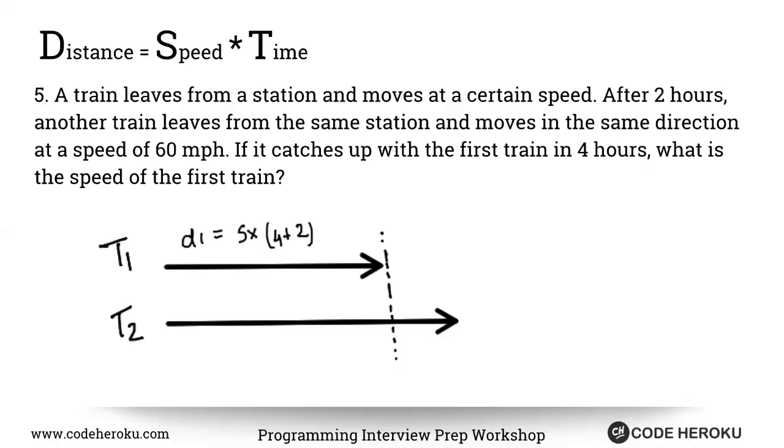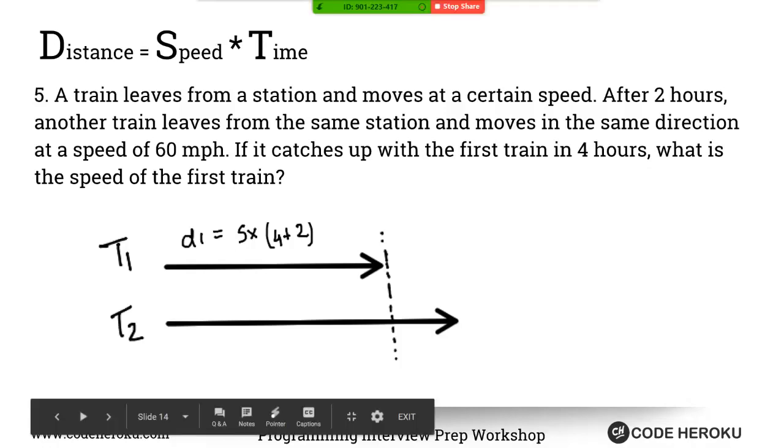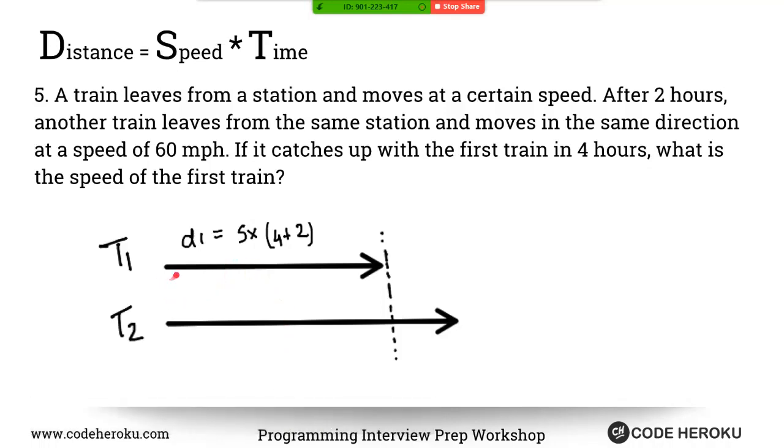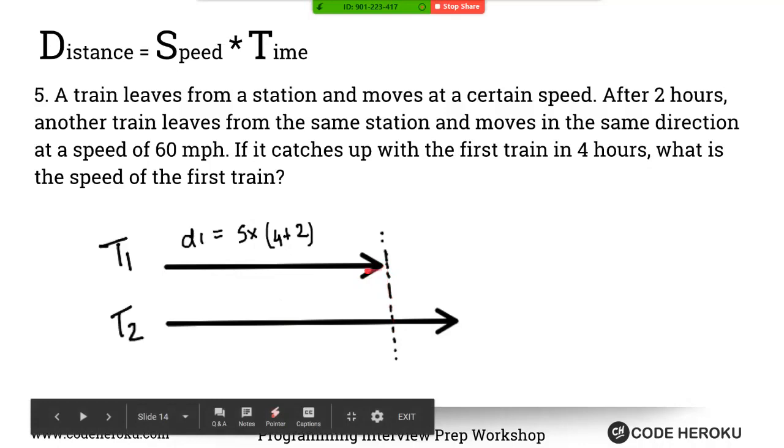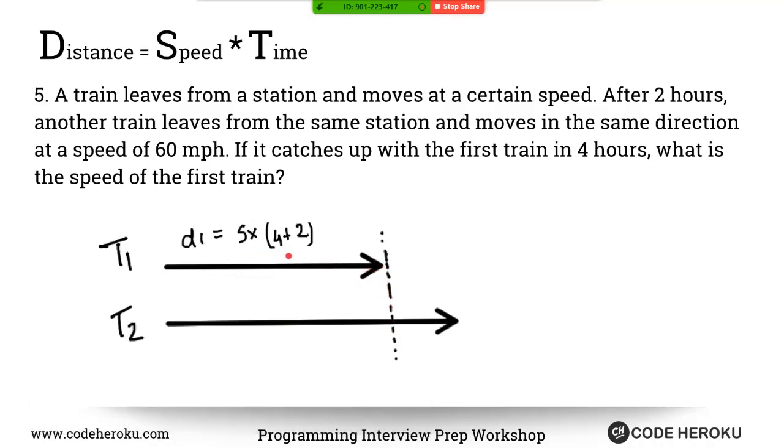So you would say distance is speed into time. Let's say d1 is the distance traveled, the distance at the time when they cross. You say speed into time. We know that it left 2 hours late and it took another 4 hours to catch up. So we are saying 4 plus 2, which is 6. 6s is going to be the d1.